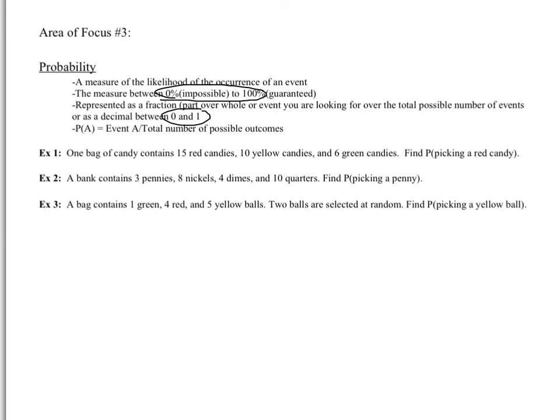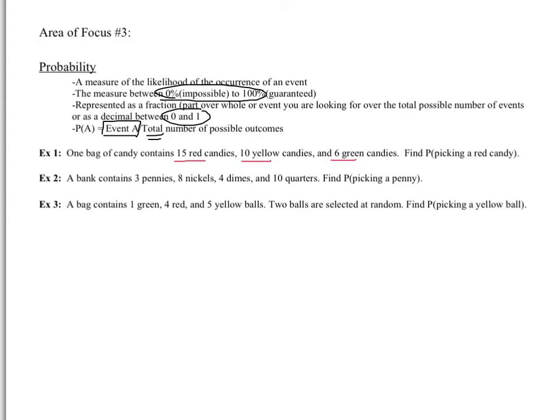But it's important to understand that the probability of something is a fraction, and it's the event A over the total number of possible outcomes. So some examples here are: one bag of candy contains 15 red candies, 10 yellow candies, and 6 green. So what's the probability of picking a red candy out?